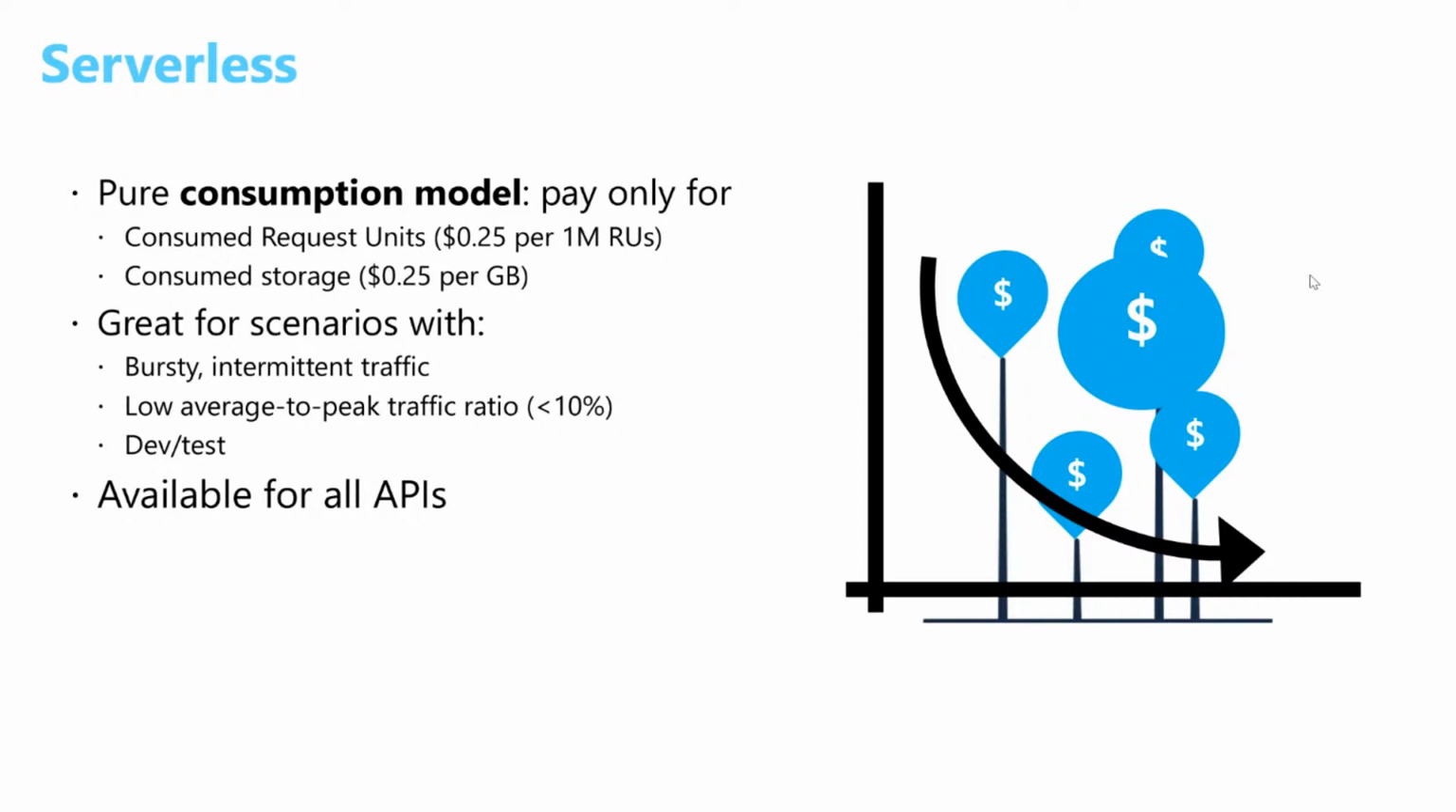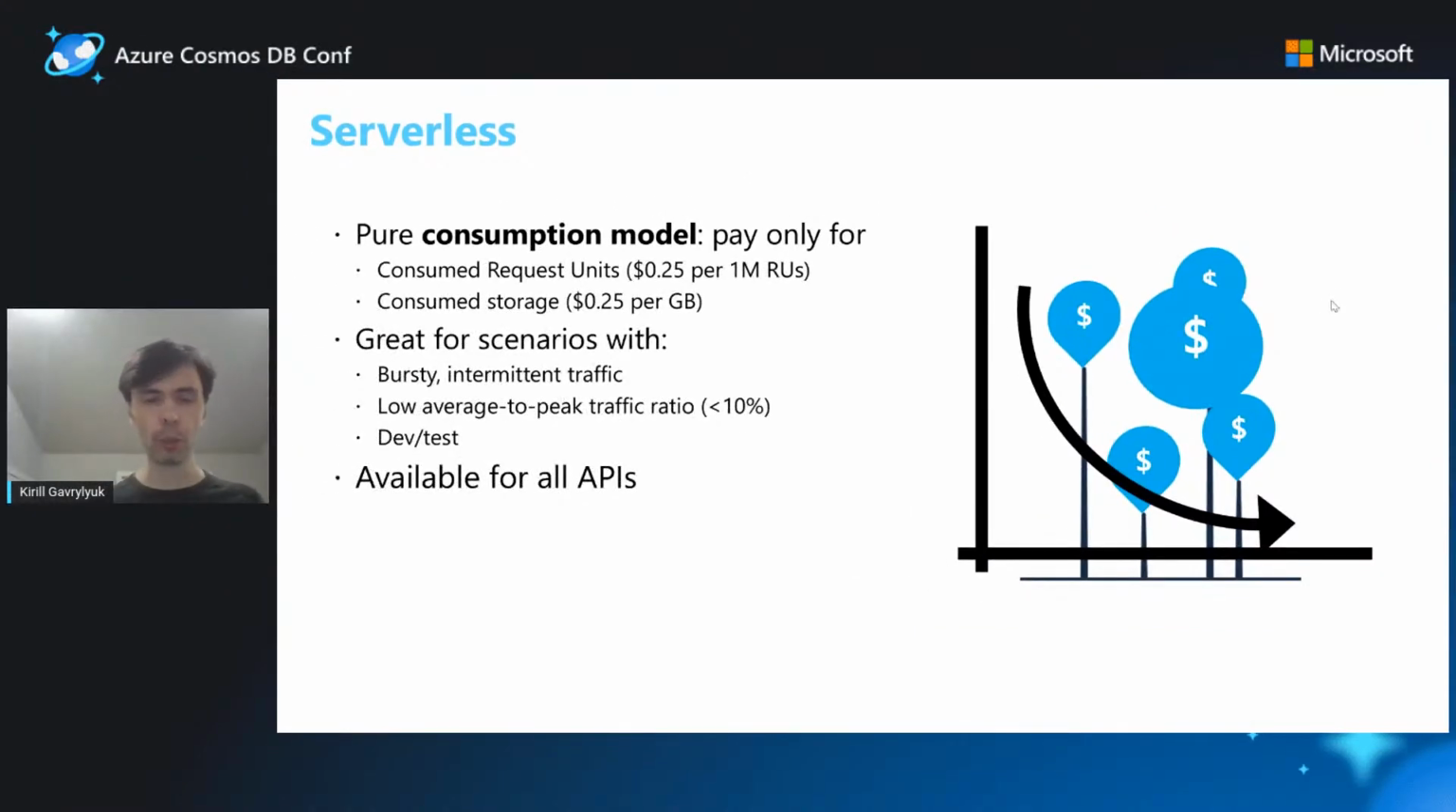Serverless capacity mode for Cosmos DB means that you pay per request. So 1 million requests cost 25 cents. If you don't send any requests, you do not pay anything. Similarly, you pay for storage at the same rate, 25 cents per gigabyte. You don't store anything, you don't pay for anything. So it's a pure consumption model. You don't pre-provision anything. It's great when you don't know what to expect from the application, when you're just getting started.